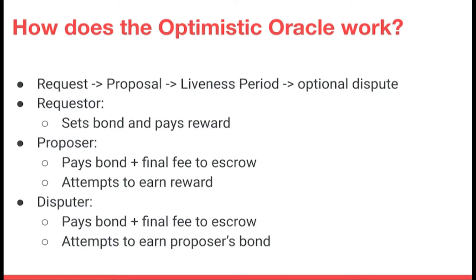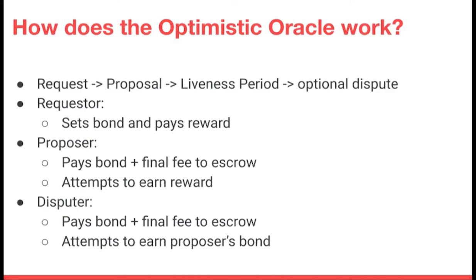And then for the proposer within the system, the financial incentives at play are that they are staking a bond plus a final fee. It's probably unnecessarily confusing, and we can just think of the entire thing as a bond. Basically, a set amount of money put in escrow to the optimistic oracle, which acts as an escrow contract to hold the money. They propose because they're trying to earn the reward that the requester paid. If they are correct, they of course get their bond and final fee and the reward all back. So they make money on this.